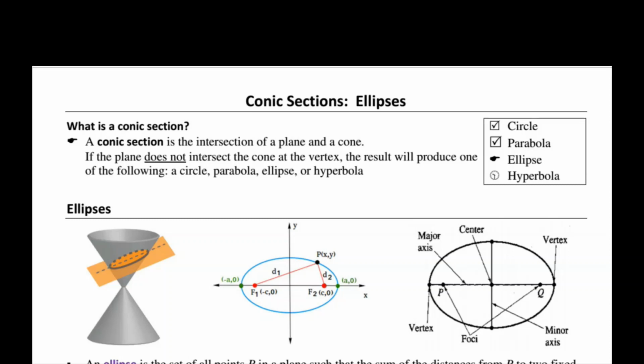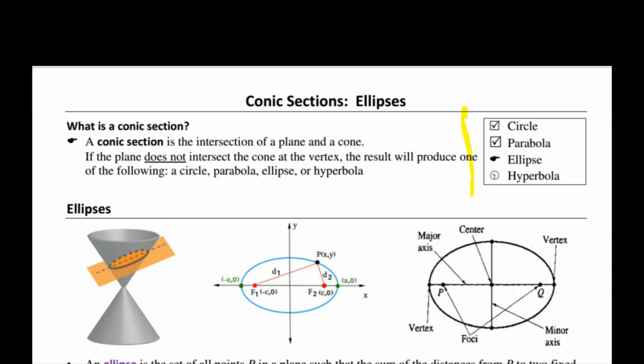Hi guys, today we are going to continue talking about conic sections. To be more specific, we are going to be talking about ellipses. As previously mentioned, we are going to spread this section over 4 topics, about 4 videos, my mistake.